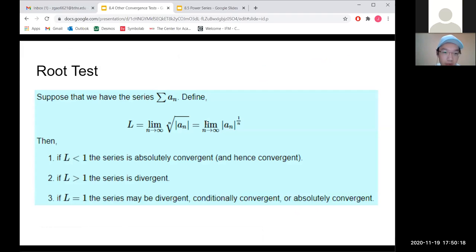So if the limit is less than 1, it's convergent. If it's greater than 1, it's divergent. If it's 1, then it's inconclusive. So the only difference between the root test and the ratio test is that instead of taking the ratio of the next term over the previous term, you're just going to take the nth root of a sub n. Okay, so yeah, that's pretty much the only difference. Let's look at some examples as to when the root test is used instead of the ratio test.